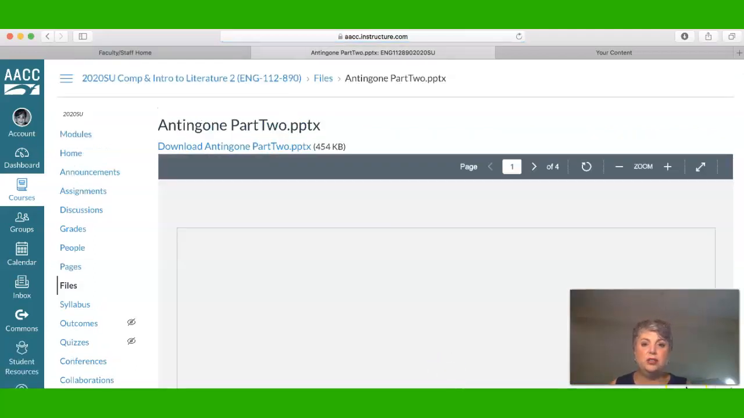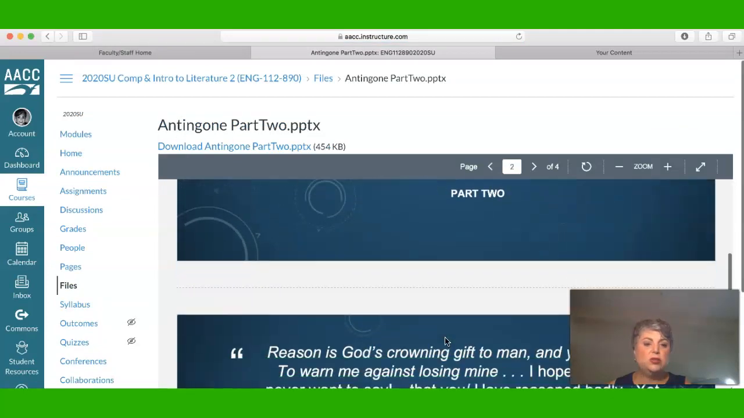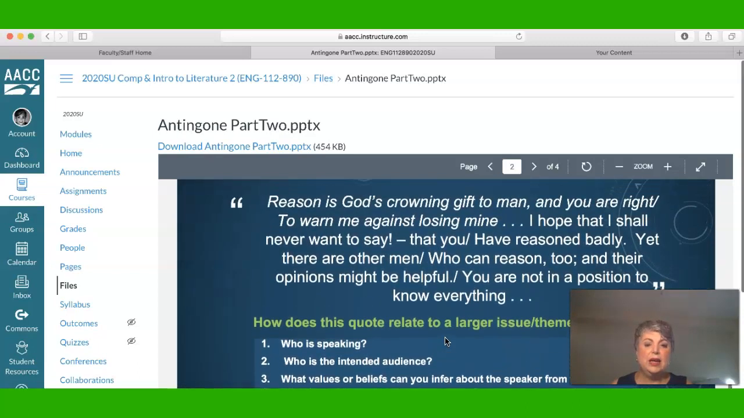Okay, part 2, Antigone, part 2. So here's another short PowerPoint. It's the same really, but it focuses more kind of on the middle of the play. And here we have another quote.